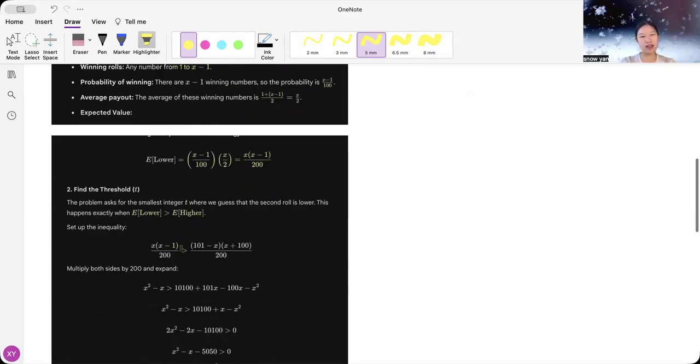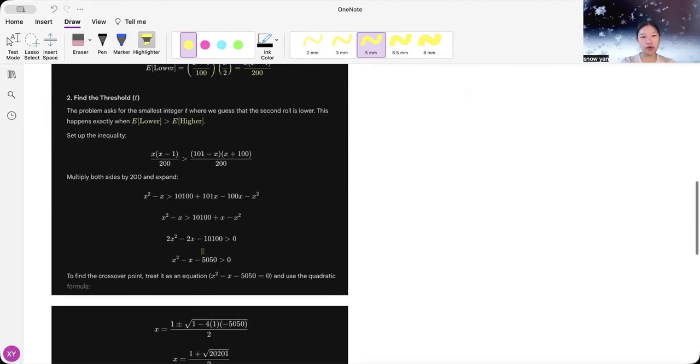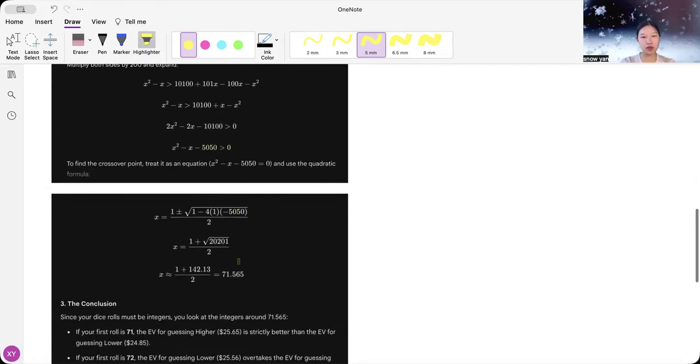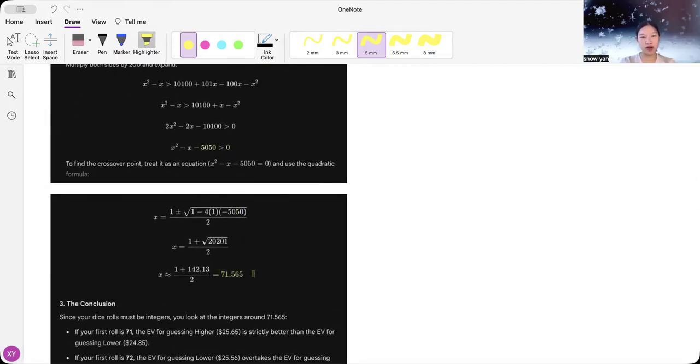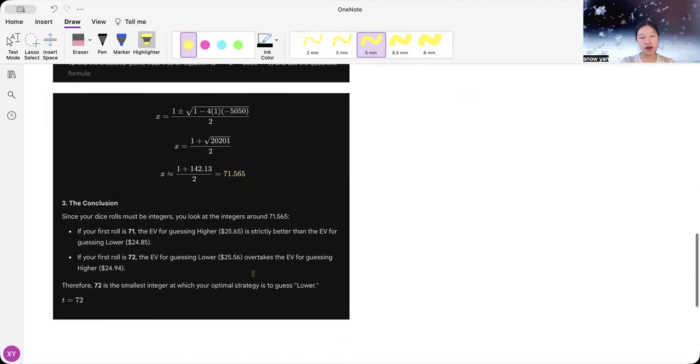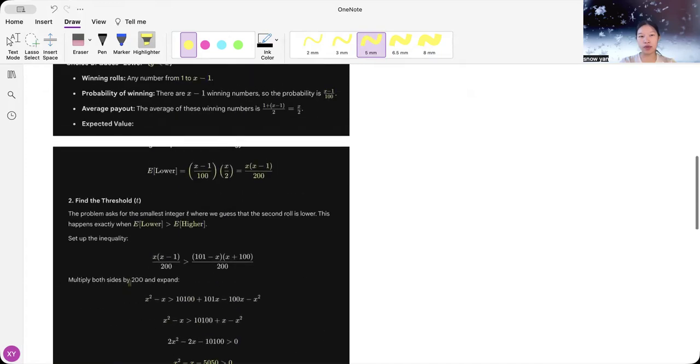So setting it up, basically, you can set it to equal at this point because it's the smallest integer. When we solve this inequality, we get something like this, which means when we solve the equation, it's around 71.5-ish. So that means our next guess would be 72, the best number.